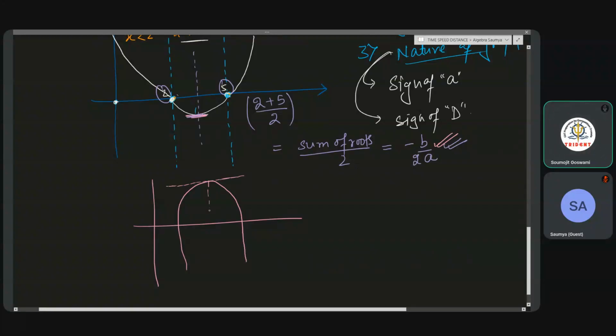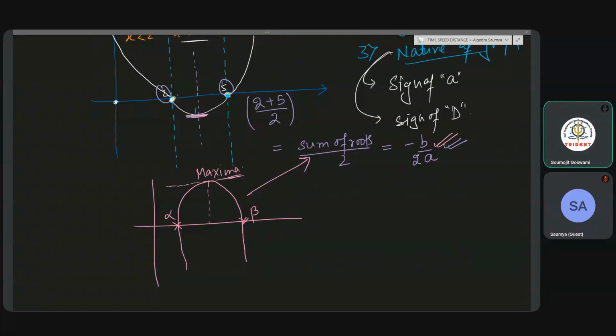Again, you can see the two roots, alpha and beta, and exactly in the middle you will find the maxima. Okay, and do I really need to again comment? It is going to be the same, sum of the roots by 2, minus b by 2a. ठीक है, that is going to be the point of maxima. एक बार बता दो, like is it okay or not? Yeah.